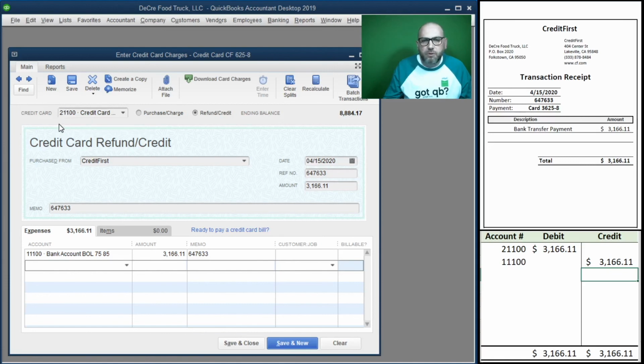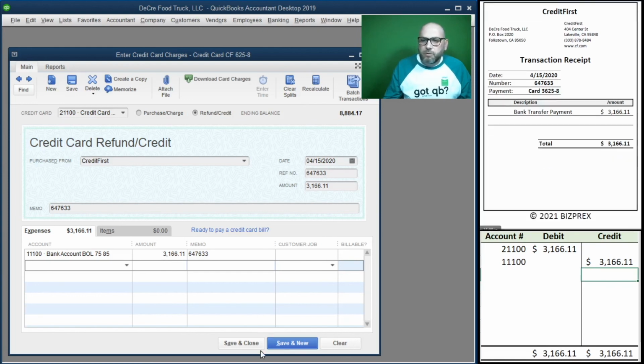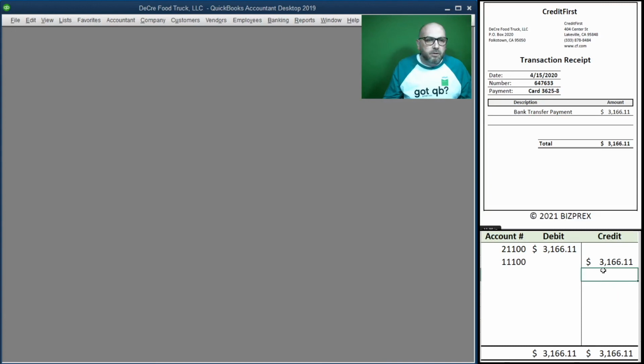What happens? We owe less money, so that balance is going down, but we're using cash from our bank account to pay it down, and therefore that is going down as well. All right, we're good to go. Save and close. All right, that concludes posting of the receipts and invoices for the month of April.